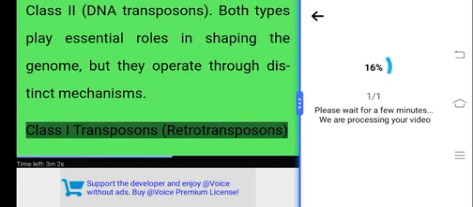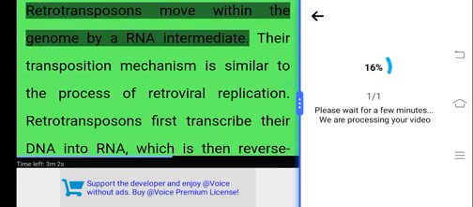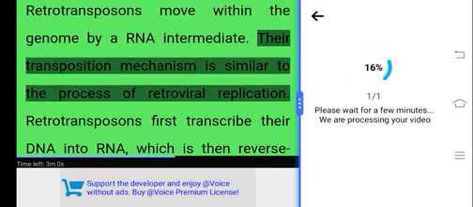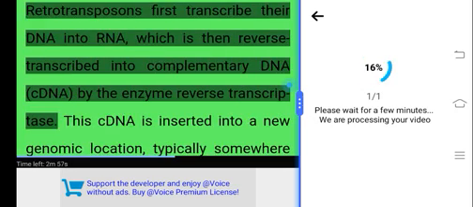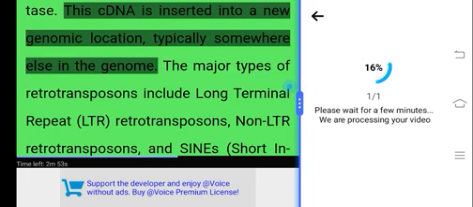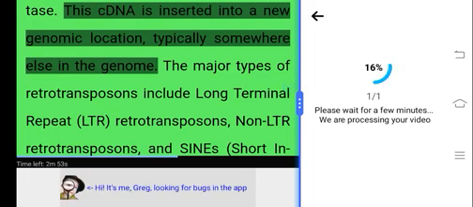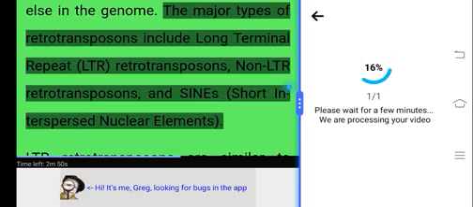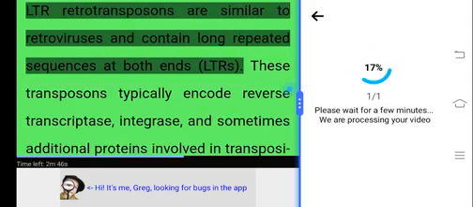Class 1 transposons, retrotransposons. Retrotransposons move within the genome by an RNA intermediate. Their transposition mechanism is similar to the process of retroviral replication. Retrotransposons first transcribe their DNA into RNA, which is then reverse transcribed into complementary DNA, cDNA, by the enzyme reverse transcriptase. This cDNA is inserted into a new genomic location, typically somewhere else in the genome. The major types of retrotransposons include long terminal repeat, LTR, retrotransposons, non-LTR retrotransposons, and SINEs, short interspersed nuclear elements.